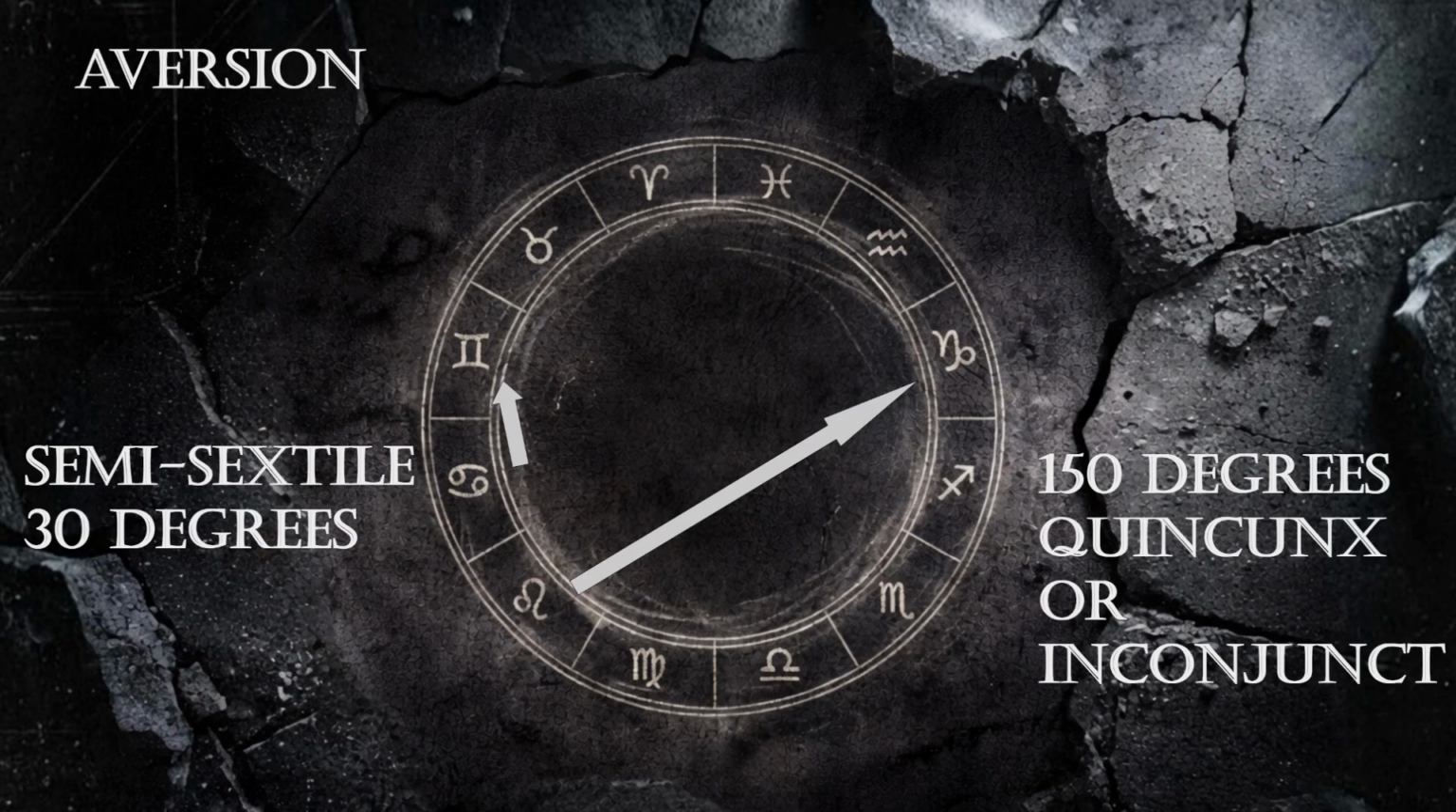Now, both of these aspects generically are called inconjunct. I like to say inconjuncts, and then somebody's always got to correct me and say, no, it's a quincunx. Well, inconjunct means either 30 degrees or 150 degrees. Semi-sextile means 30 degrees. Quincunx means 150 degrees. Inconjunct means either one of them.